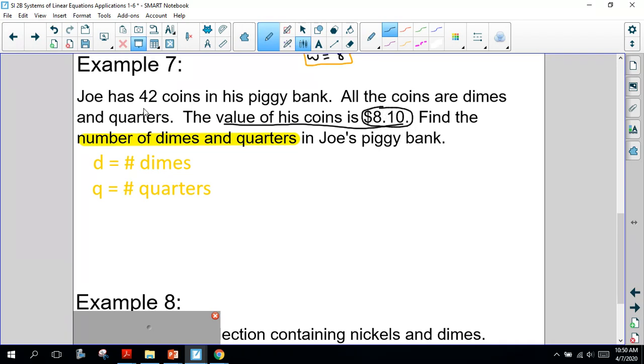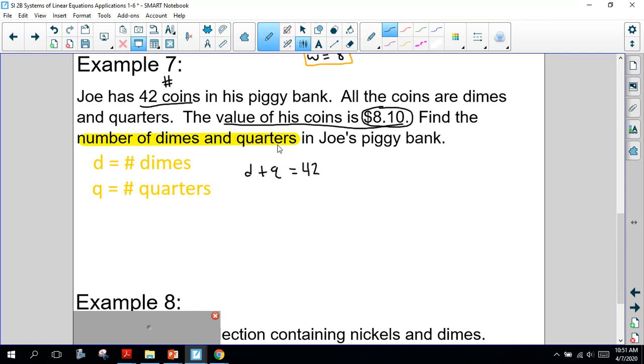The other theme to me here is that he has 42 coins. When we're talking about that, that is the number of. So let's start with that idea. In this first equation, dealing with the number of, when I add together all of his coins, the total number of coins is 42. So what coins does he have? He has dimes and he has quarters. So D plus Q, or dimes plus quarters, is a total of 42 coins.